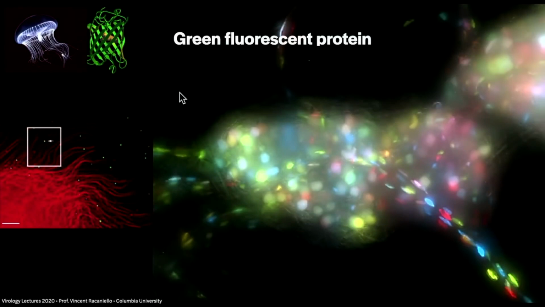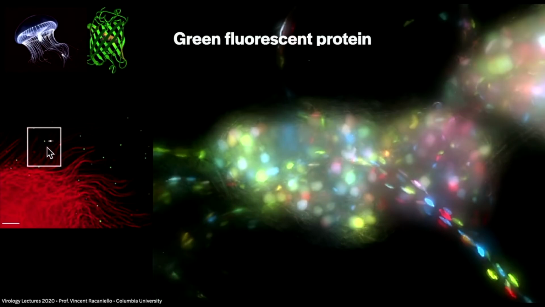We also use green fluorescent protein and many variants of it in virology. So GFP, of course, was originally discovered in a jellyfish, and it's been modified to be all different colors. Here's an experiment with a virus-infected cell where I think there are 7 different colors present in different virus particles.